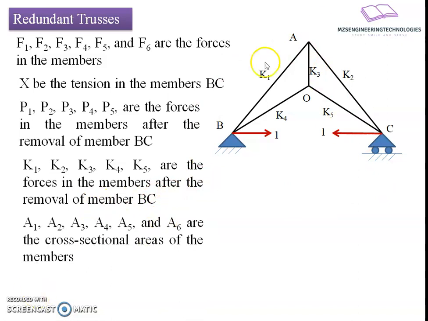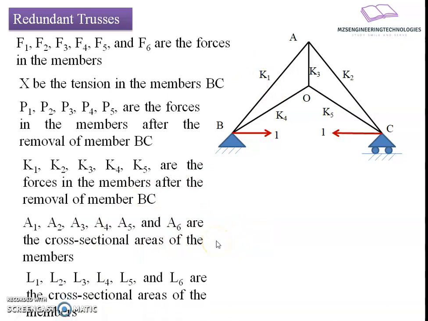Let's say the cross sectional areas of the members are A1, A2, A3, A4, A5 and A6 respectively, and similarly L1, L2, L3, L4, L5, L6 are the lengths of the members respectively. E be the modulus of elasticity.